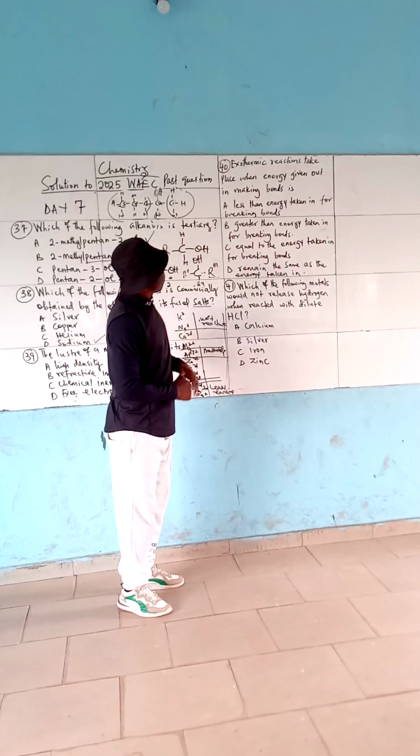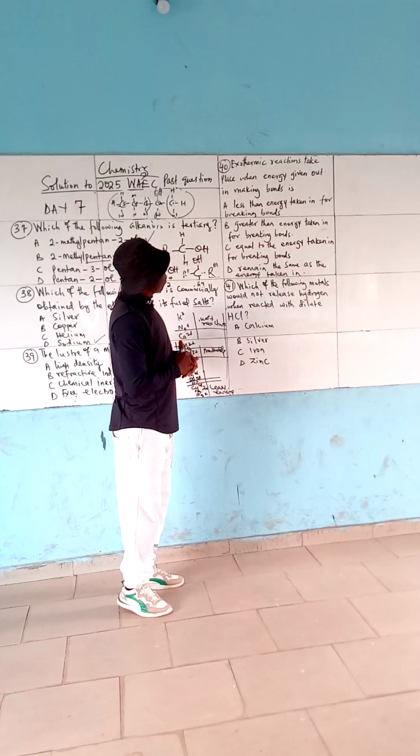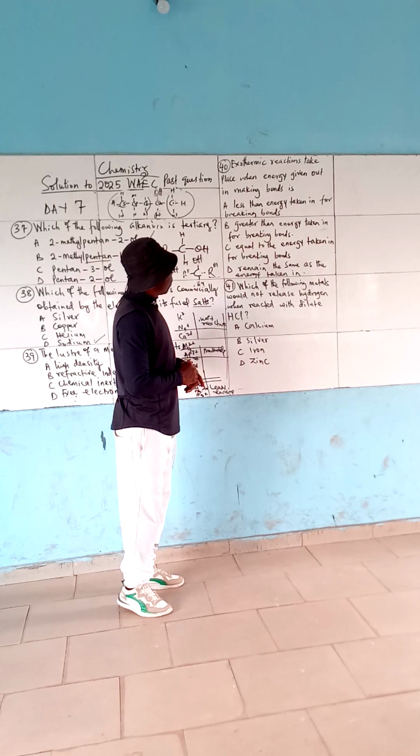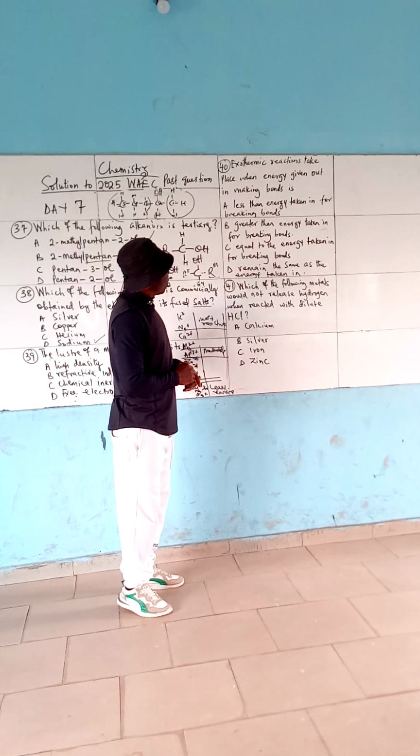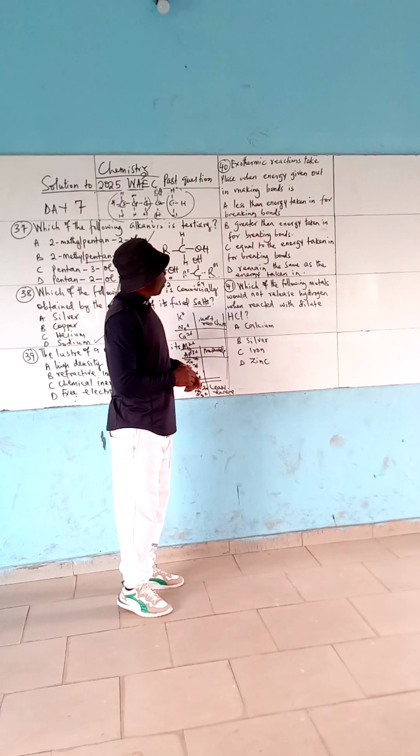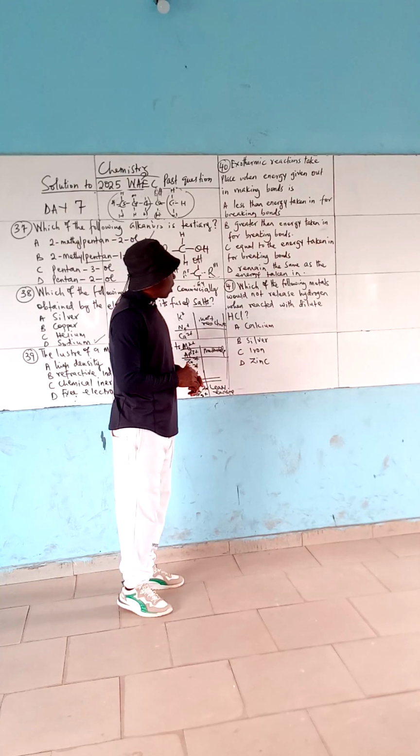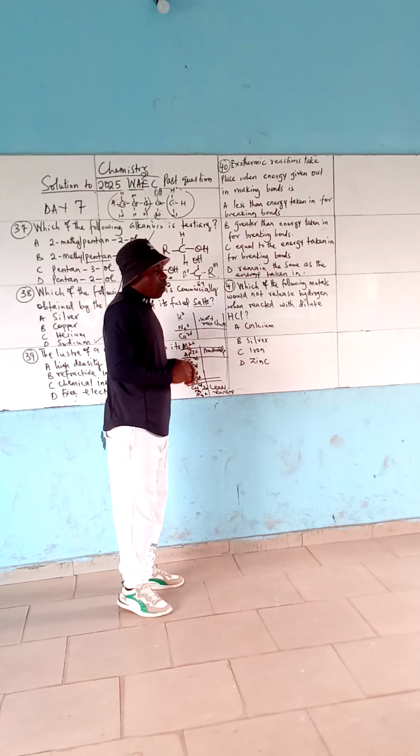Question 40. Exothermic reactions take place when the energy given out in making bonds is: A, less than the energy taken in for breaking bonds; B, greater than the energy taken in for breaking bonds; C, equal to the energy taken in for breaking bonds; D, remains the same as the energy taken in.